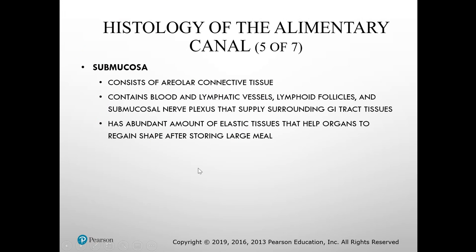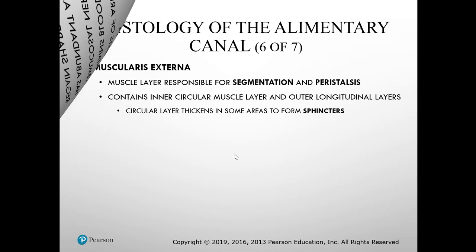The submucosa is made up of areolar connective tissue as well. These carry blood vessels, lymphatic vessels, lymphoid follicles, and submucosal nerve plexuses that supply the surrounding GI tract. And they have many elastic tissues that help the organ regain shape after storing a large meal.